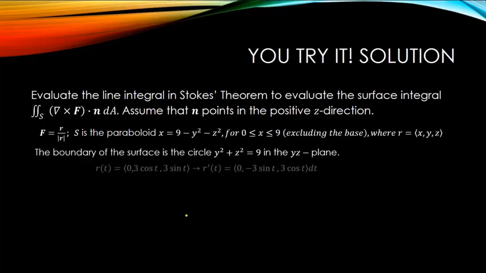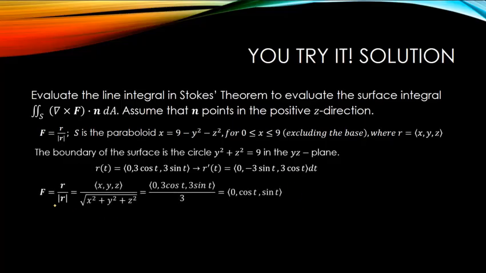The boundary of the surface is the circle given by y squared plus z squared is equal to 9 in the yz plane. This tells me that r of t is given by a vector with components 0, 3 cosine t, 3 sine t, and that r prime of t is a vector with components 0, negative 3 sine t, 3 cosine t, dt. F is equal to the vector r over the magnitude of r, which is the vector with components x, y, z over the square root of x squared plus y squared plus z squared. In terms of the parameterized function, this can be written as the vector with components 0, 3 cosine t, 3 sine t divided by 3, which is equal to the vector with components 0, cosine t, sine t.